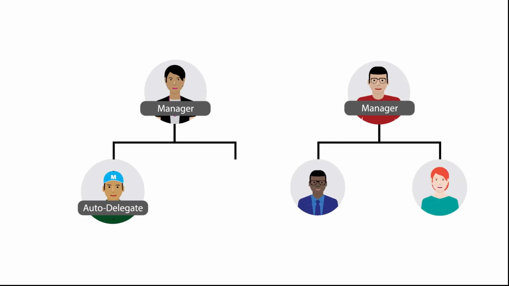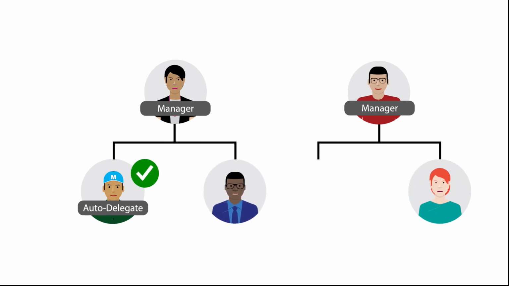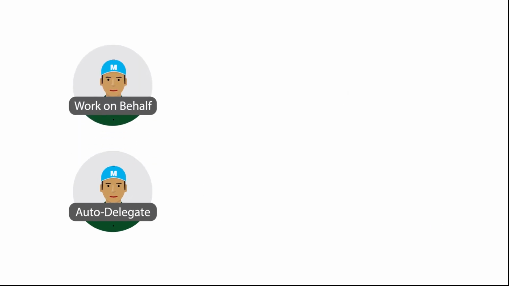If you are an auto delegate for a manager, this means that you will be able to approve incoming reports to changes on the manager's behalf. A WOB and auto delegate can be the same individual or can be different depending on the team's requirements.